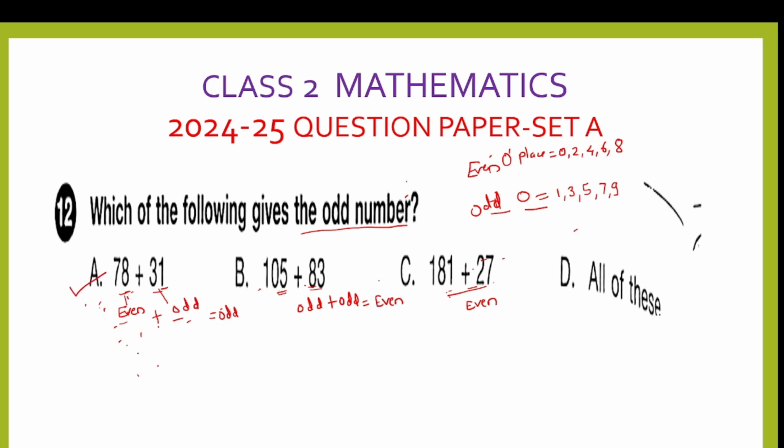You can also do it manually, 78 plus 31. So in 78 plus 31, 8 plus 1 is 9 and 7 plus 3 is 10. So this is 109. At the ones place there is a 9, that means the number is an odd number. Therefore option A is the correct answer. Next question.